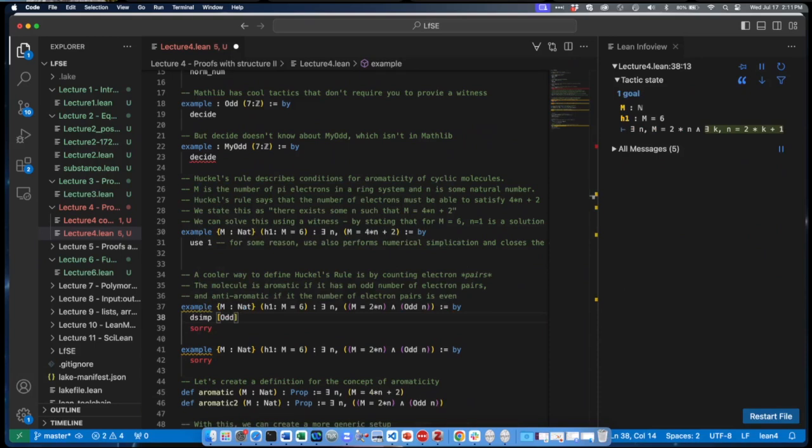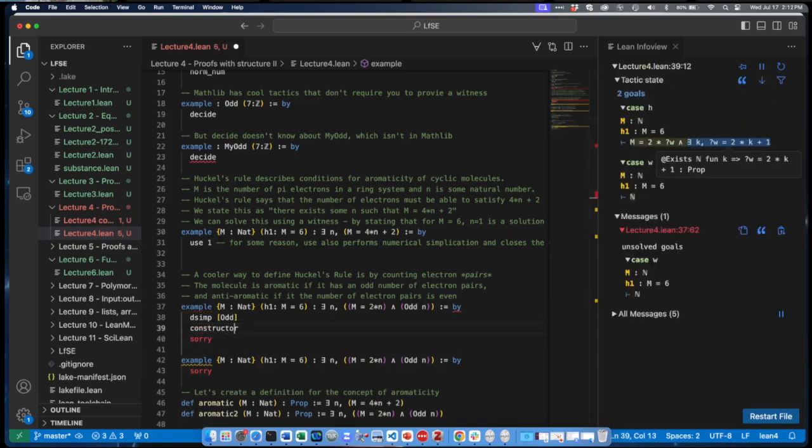Arshak is saying constructor. Can we use constructor? What does constructor do? It splits out AND statements, so we would get 2 goals. Let's try constructor. Uh-oh. Constructor did something funky.